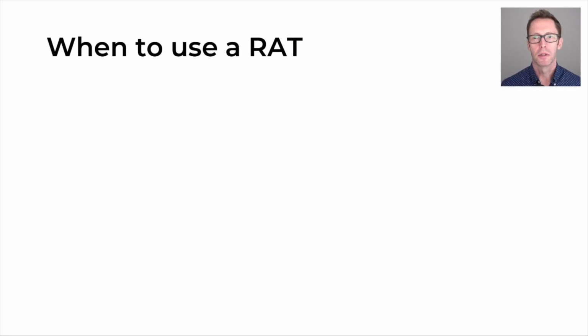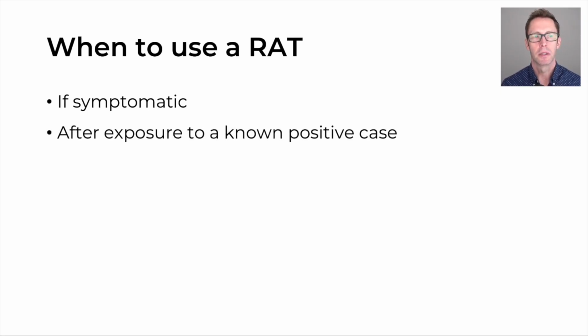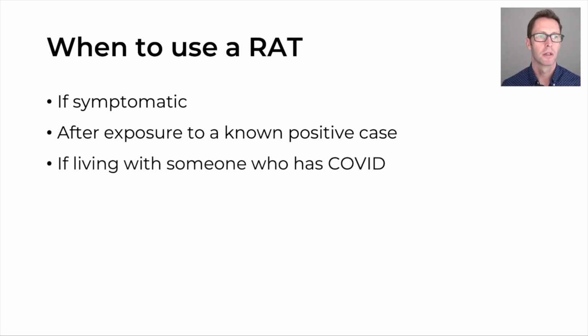Okay, so when should you use a RAT test? Obviously, if you have symptoms that could be COVID, then that's a time to use a RAT. If you have been exposed to a known positive case, so if there's been someone in your class or your household or your workplace who's been a known COVID case, even if you don't have symptoms, bearing in mind that a lot of people are COVID positive but asymptomatic, then that exposure should be a trigger for doing a RAT test. If you're living with someone who has COVID, you should be doing regular RAT tests to identify if you do get COVID from that person.